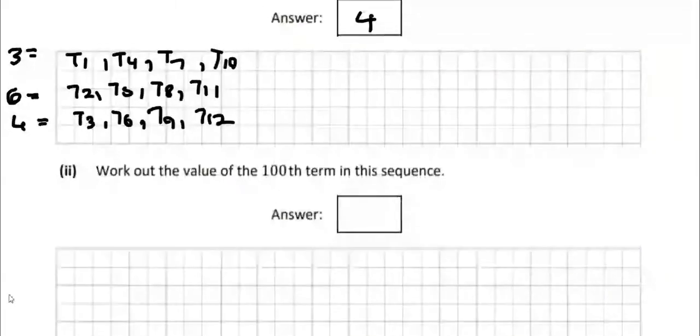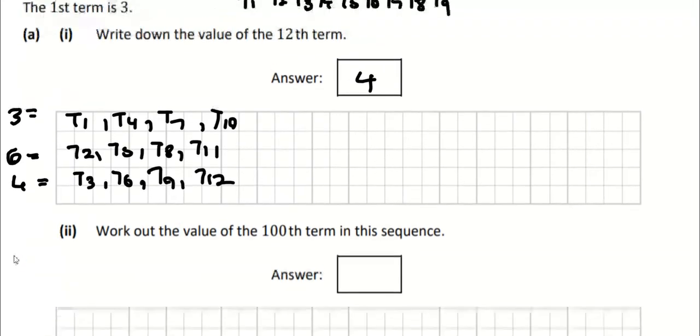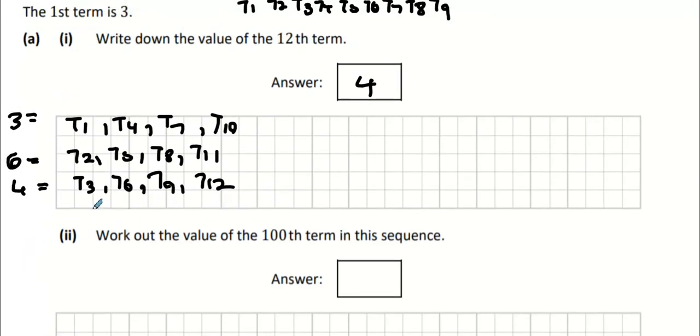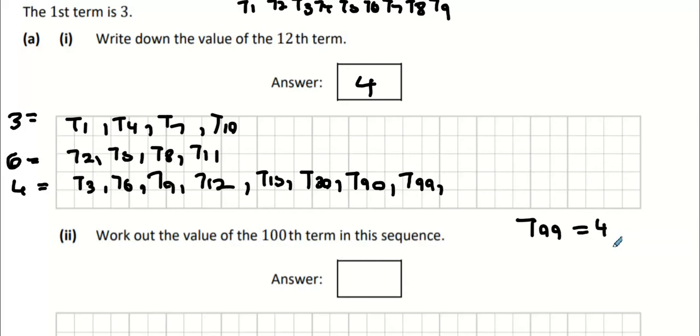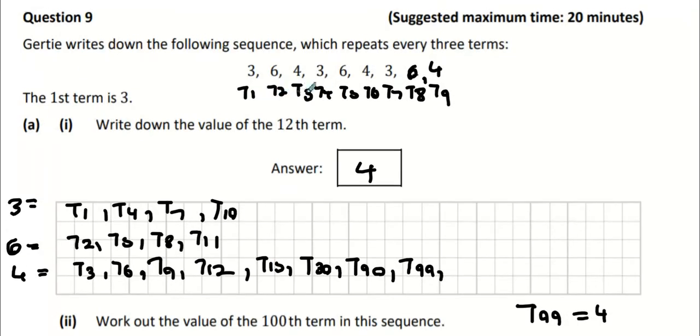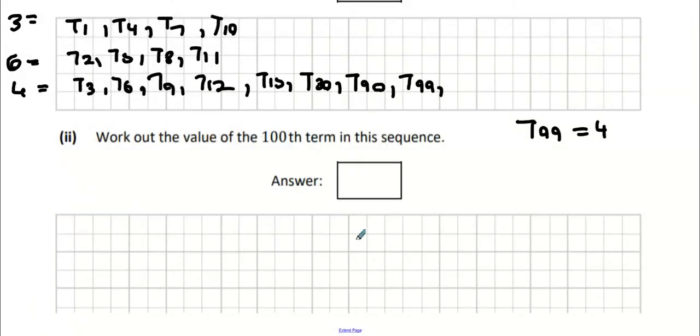Okay, let's see what's next on our list. Work out the value of the 100th term in the sequence. Well, the 100th term in the sequence, see the way these are all multiples of 3. So that's T15. Any multiple of 3 will be here. T30 will be here. T90 will be here because that's also a multiple of 3. That means T99 will also be there. So we know T99 is 4. So what comes after 4 on the list? A 3. So this means T100 must be equal to 3.